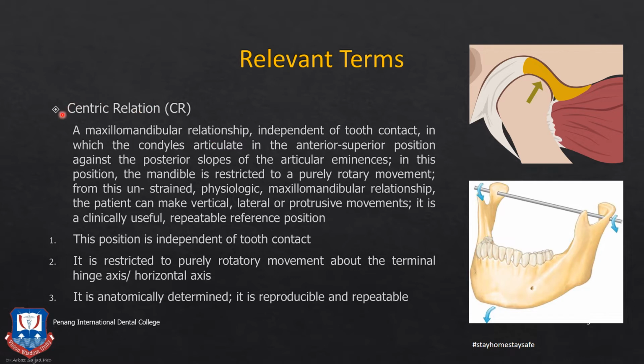So once again, we come back to centric relationship. Countless times we have described the definition of centric relationship. I'm sure most of you must be knowing this by now. Centric relation is a maxillomandibular relationship independent of the contact of the teeth in which the condyles articulate in the anterior-superior position against the posterior slopes of the articular eminence. So this is the articular eminence, this is the anterior slope, this is the posterior slope, and the condyles are in the anterior-superior position.